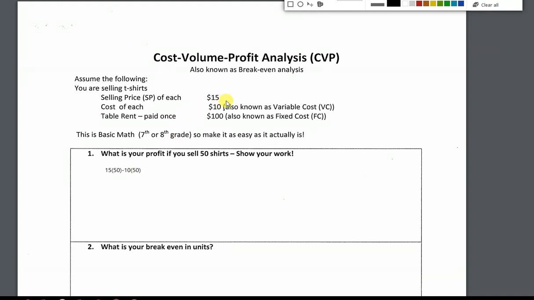Some of you will look at it and say, why can't I just take a shortcut, since I'm making $5 on each shirt? That's going to become important later. But anyway, I'm going to set this up as $15 times 50 shirts, and they cost me $10 each, so $10 times 50 shirts. And I pay rent, but I'm paying it once, and I pay $100. That equals my profit. So 750 is my 15 times 50, minus 500, minus 100.